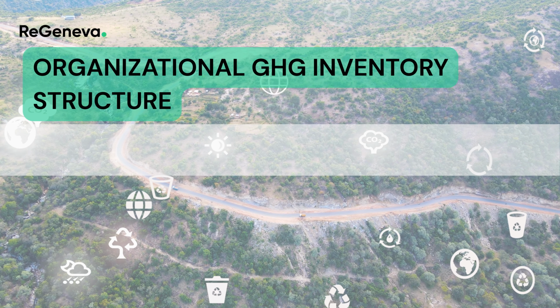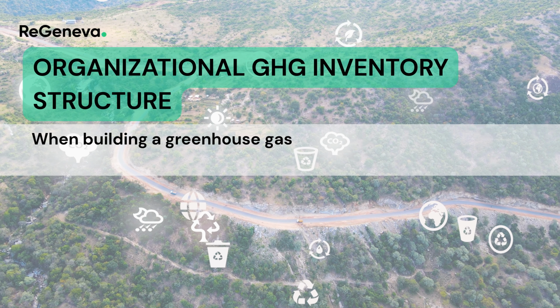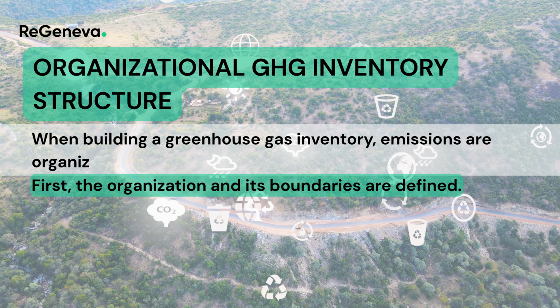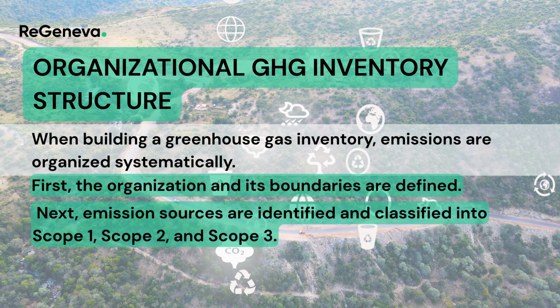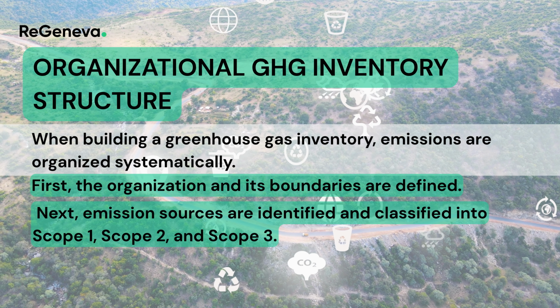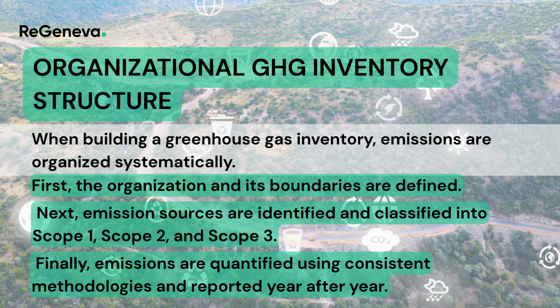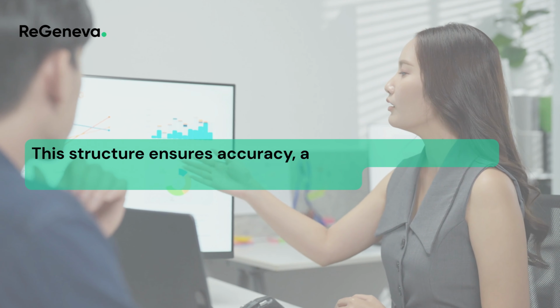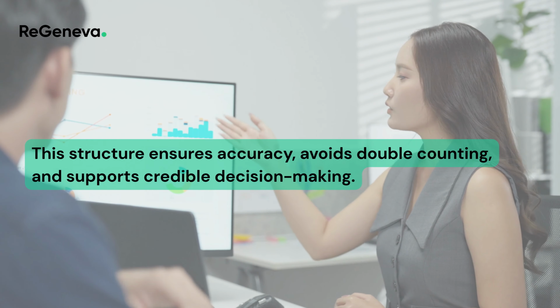Organizational GHG inventory structure. When building a greenhouse gas inventory, emissions are organized systematically. First, the organization and its boundaries are defined. Next, the emission sources are identified and classified into Scope 1, Scope 2, and Scope 3. Finally, emissions are quantified using consistent methodologies and reported year after year. This structure ensures accuracy, avoids double counting, and supports credible decision making.